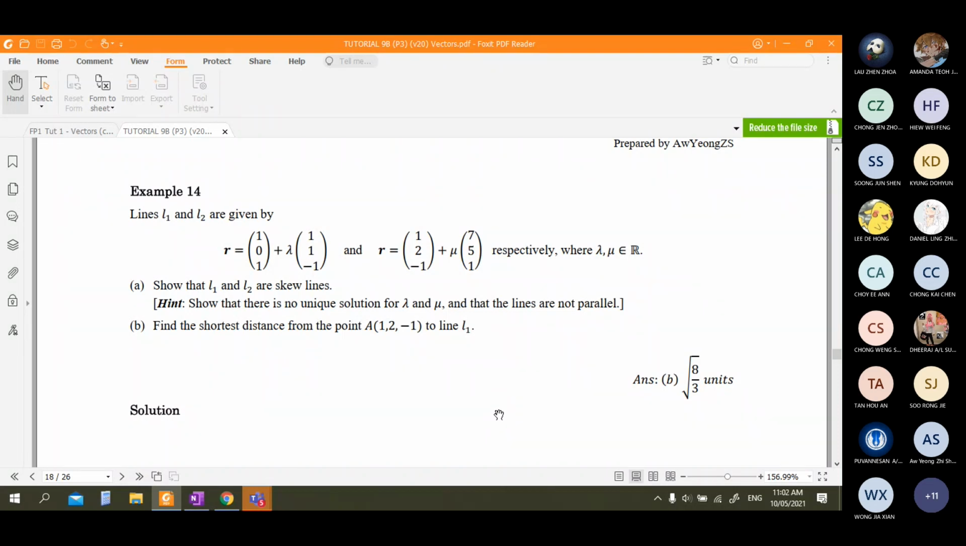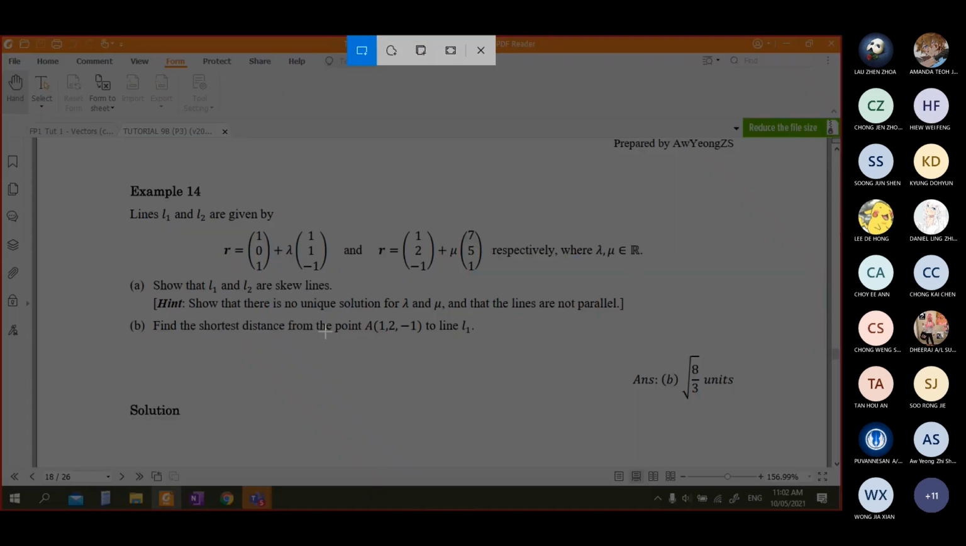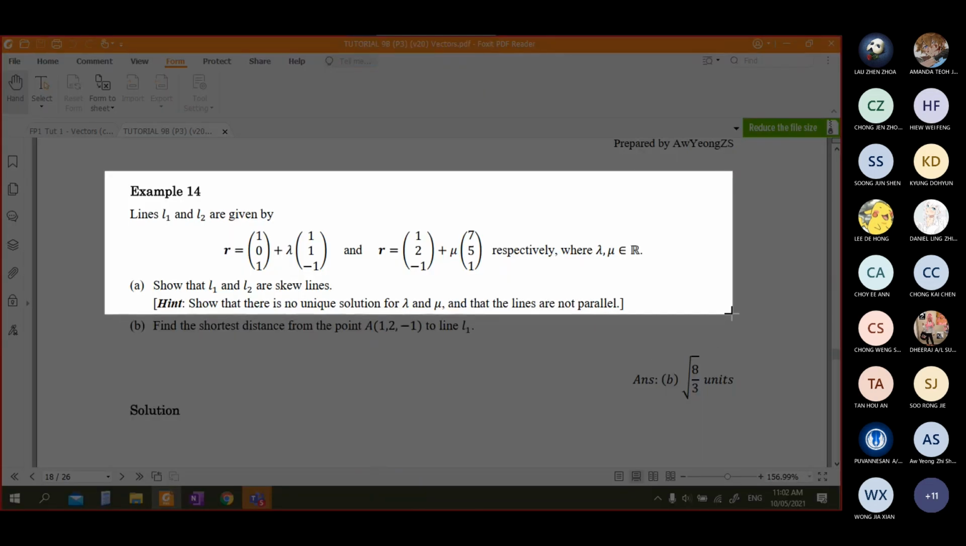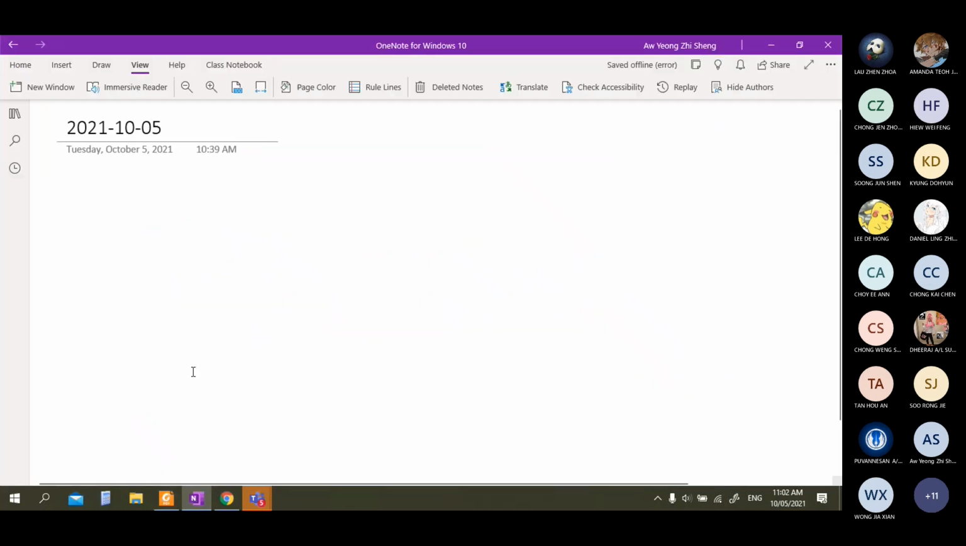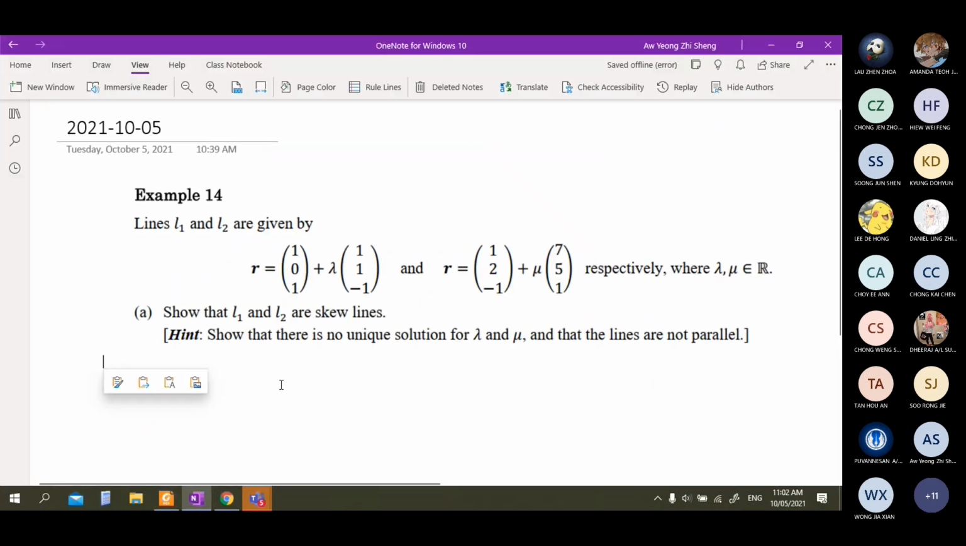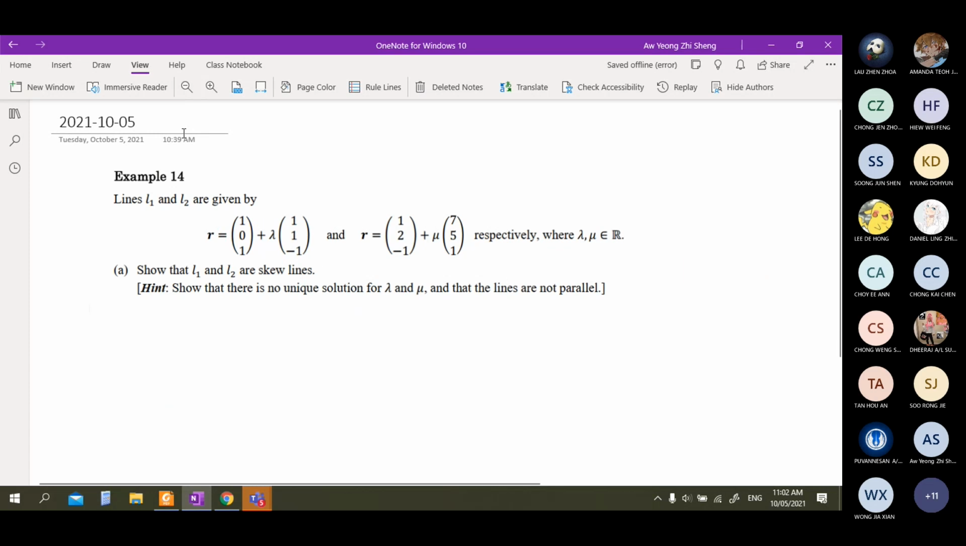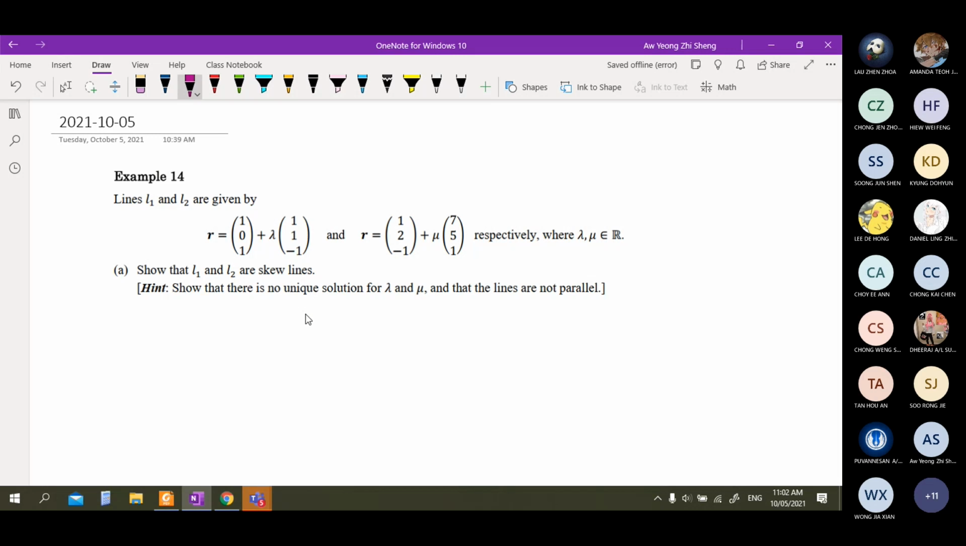So we'll start at example 14 with the assumption that you can remember whatever we have covered so far in the chapter of vectors. Example 14 part A is a quite popular question in the past year: show that two lines are skew lines. But to show that two lines are skew, there are two conditions to establish. You have to show that they are not parallel and they don't intersect.